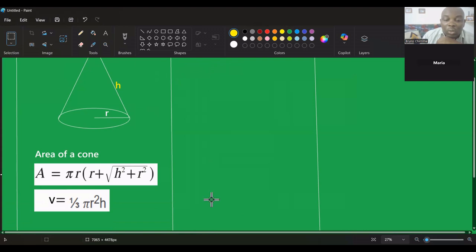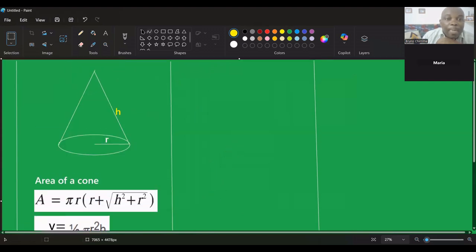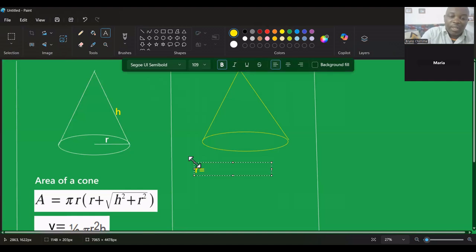A cone with a radius 6. Maybe let's just plot it here. For a cone to come out nicely, it's better to start with the base. So let's say you have a cone with radius 6 centimeters and slant height h 13 centimeters. What would be the area of such a cone?